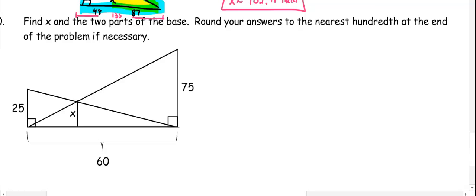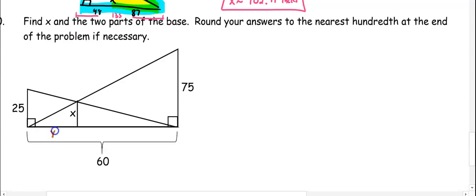In number 10, find x in the 2 parts of the base. Round your answer to the nearest hundredth at the end of the problem if necessary. So we know right now that we have 2 triangles. We have x in the middle where the lines of those 2 triangles are crossing. We also know that the whole base of the triangle is 60, but we don't know what each part is.